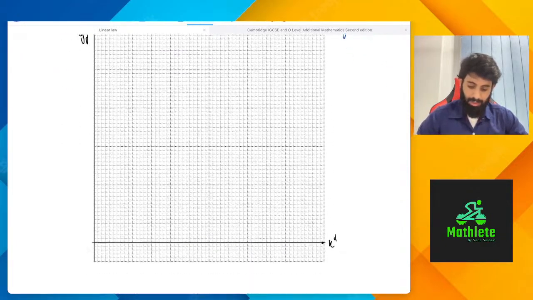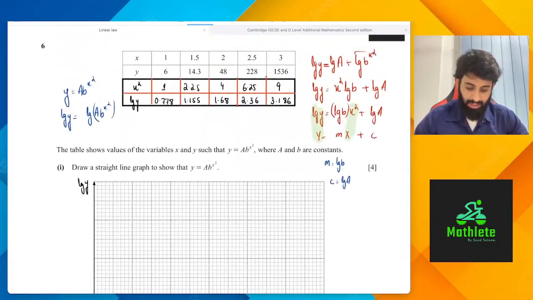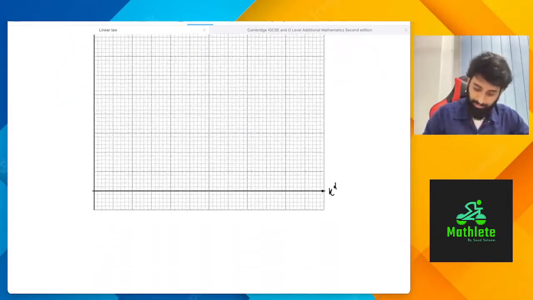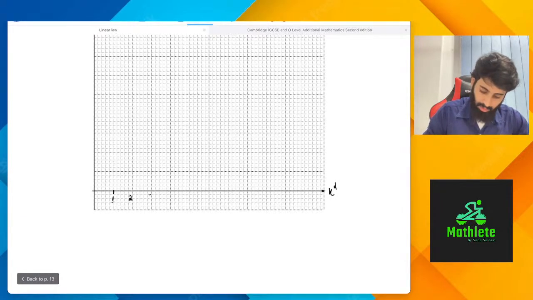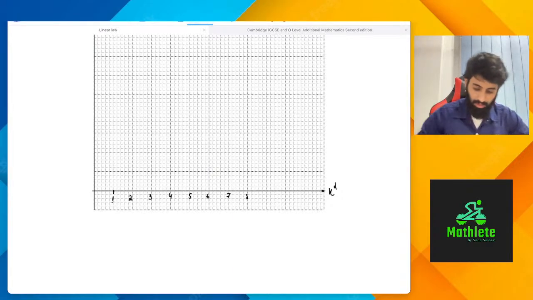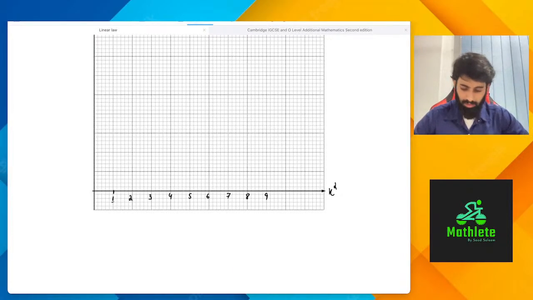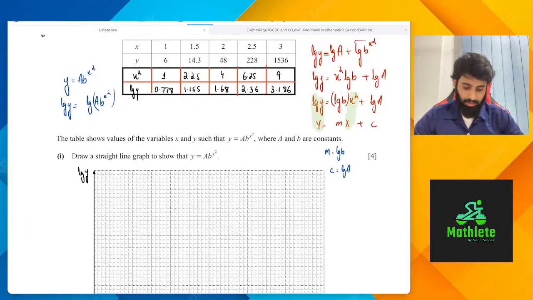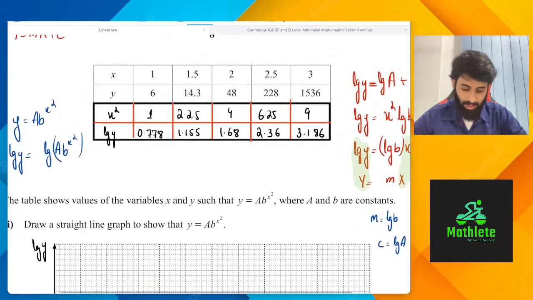Now, as far as the values on the x-axis go, they are quite straightforward. We have to plot from 1 to 9. So we take this as 1, this as 2, this as 3, this as 4, this as 5, 6, 7, 8, 9. I don't think we could have come up with a better scale. Yeah, this looks good. Then on the y-axis, things are a little bit tricky. You have 0.0778 as your minimum value and your maximum value is 3.1986.